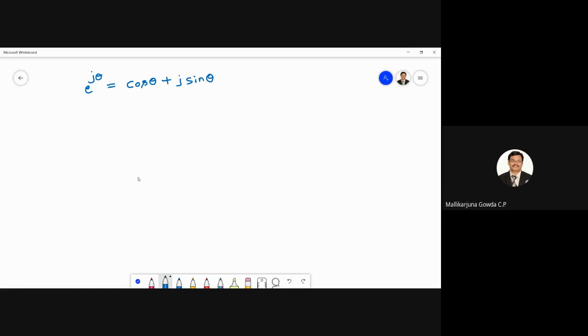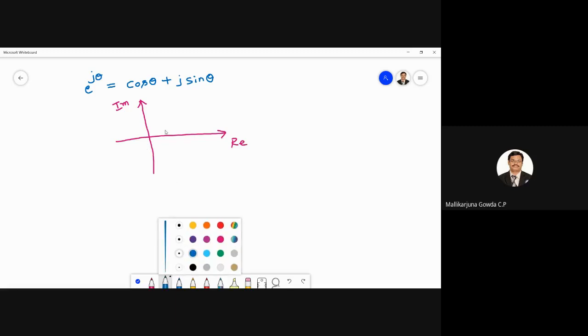Okay? So out of these two, which one is the real part and which one is the imaginary part? J sin theta is the imaginary part and cos theta is the real part. Now let me represent this graphically. If I take the x-axis as the real part and the y-axis as the imaginary part, I can write this.